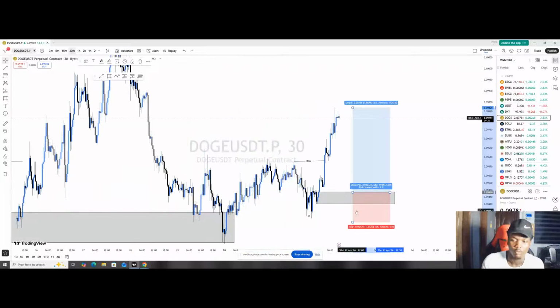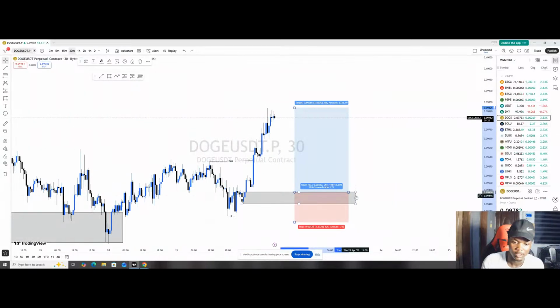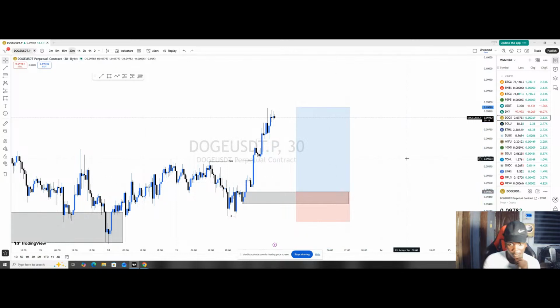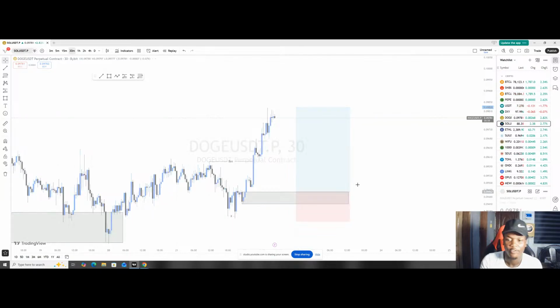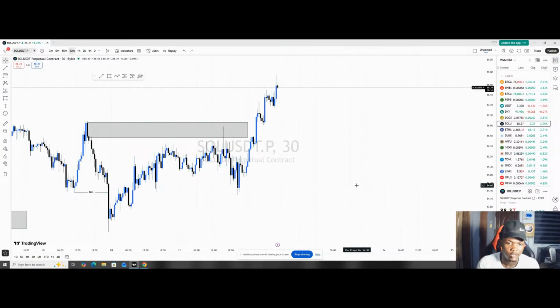So that's it. This is what we got. Let's see how this plays out. But I don't think this trade is going to trigger today. So tomorrow we're going to come on here and see how it plays out. Let's move to another pair and see if we can get a trade today.